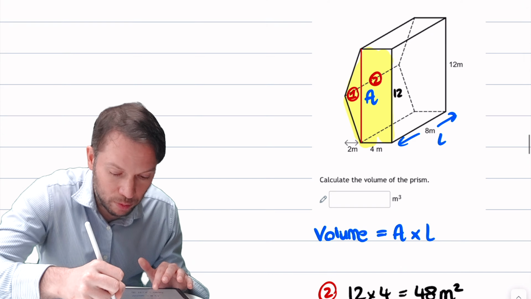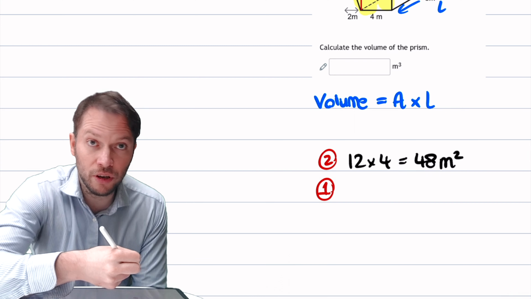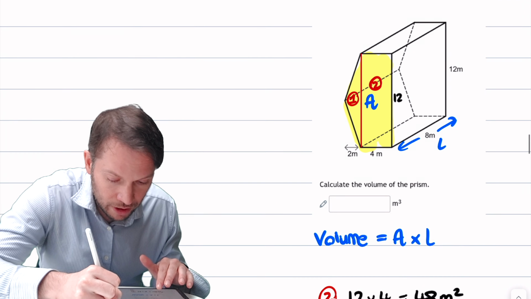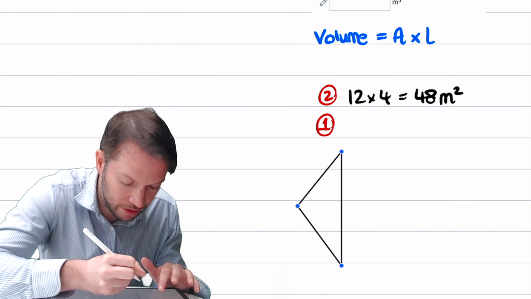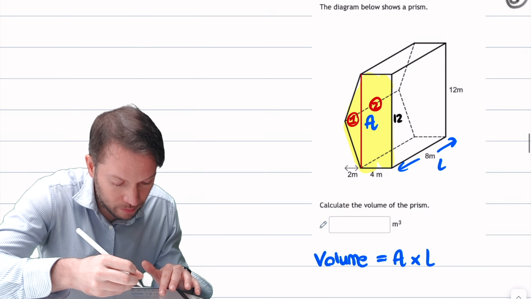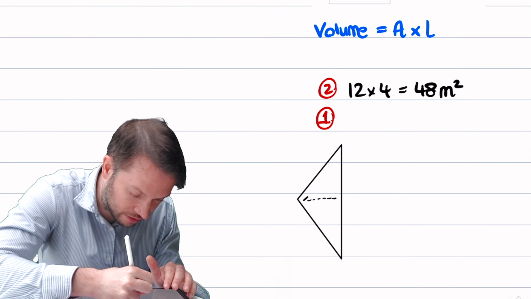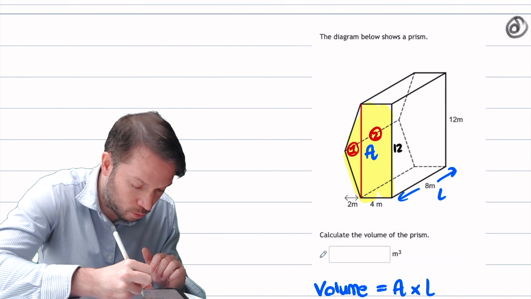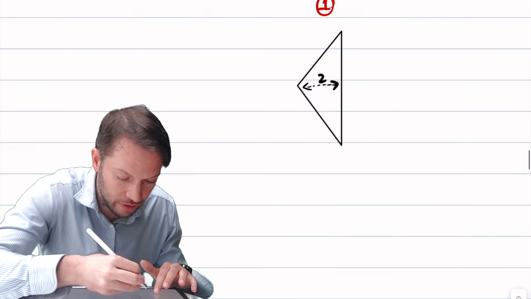Now, what about shape 1? That's a triangle. And to find the area of a triangle, we need to do half times base times height. So if I draw it out separately, this is your triangle here. And we've got that this is 2, it tells us in the diagram. And then what is this length here? Well, we know that's 12, so this is 12.